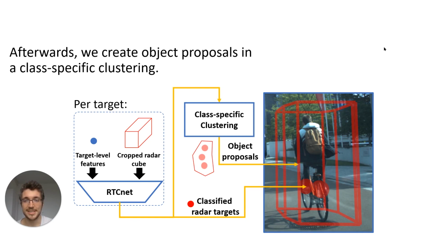After classifying each radar target individually, we also perform a class-specific clustering. On this image, you can see the grouped together radar targets inside this cage, which means that these targets are not only recognized to be from a bike, but also to be from the same bike.